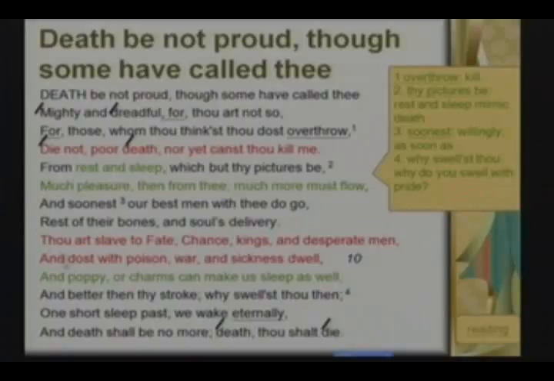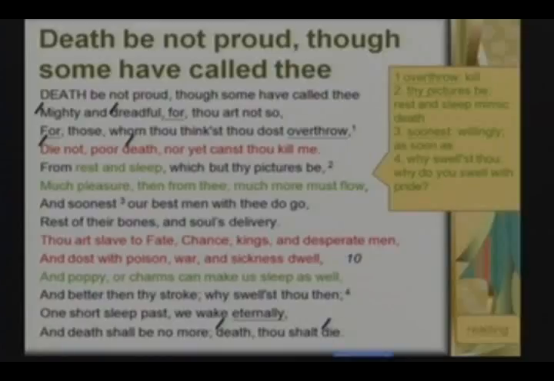Okay? And the third stanza: thou art slave to fate, chance, kings, and desperate men, and dost with poison, war, and sickness dwell. So here, these are all the things that are associated with death. And according to the speaker, death gets used by fate, chance, kings, and desperate men. So death is not really all-powerful in controlling everything. It is these factors and roles in life that control death.